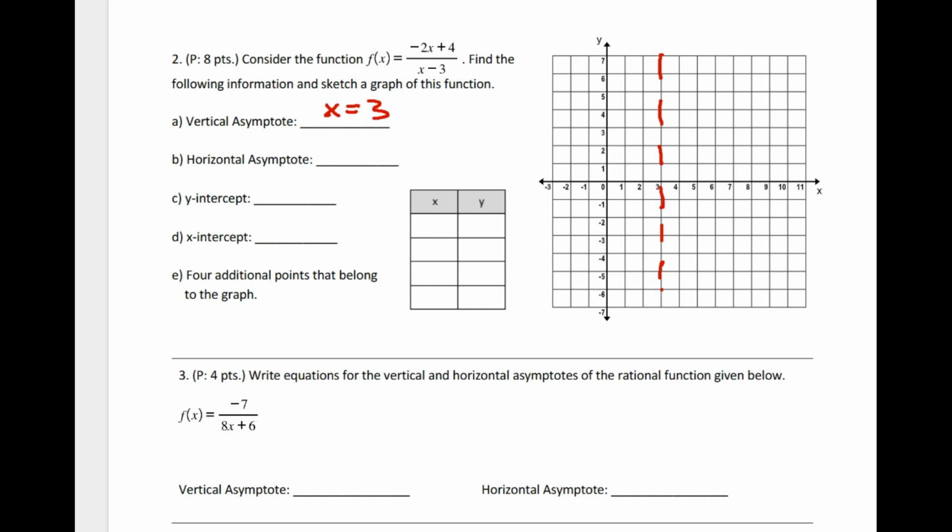Okay, the horizontal asymptote, well, that's the value the function approaches when x is large. So when x is large, either positive or negative, this function is about negative 2x over x, which is negative 2. So the horizontal asymptote is y equals negative 2. So that would be down here.